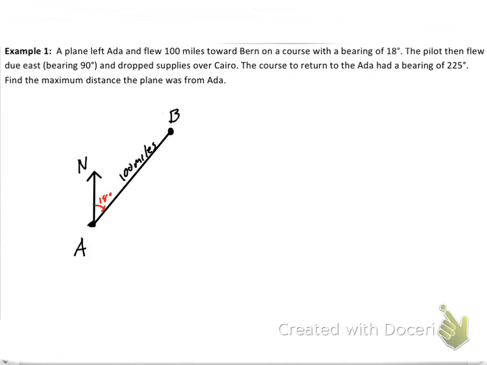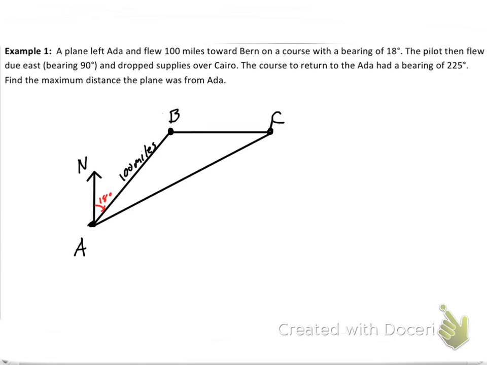The pilot then flew due east, which I said was a bearing of 90 degrees. 90 degrees means he went due east. It's just going to be a flat line. And he went all the way to Cairo. I'm going to call that C. Then we have triangle ABC. Then he went ahead and returned to Ada. And he went on a bearing of 225.